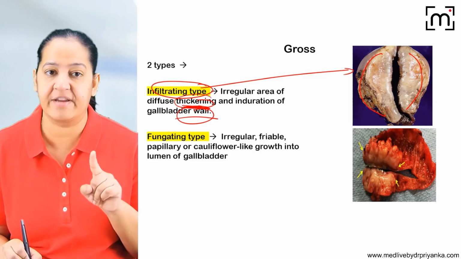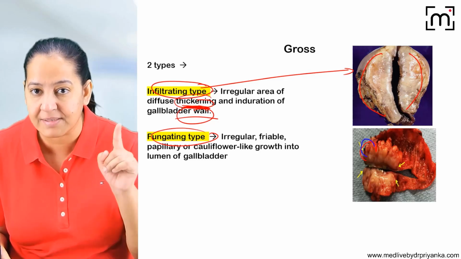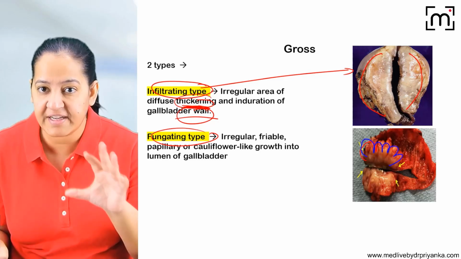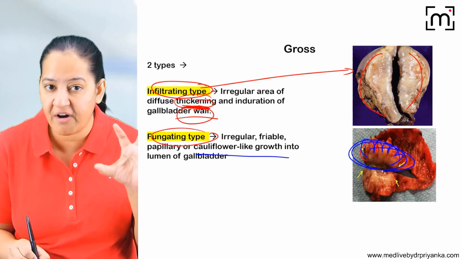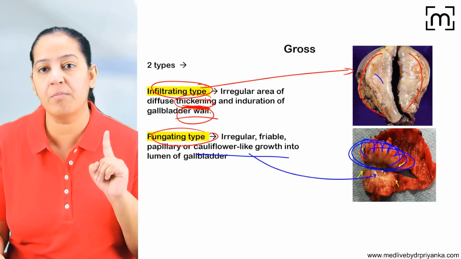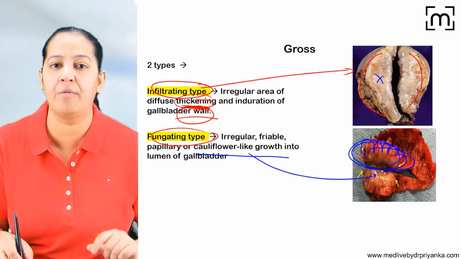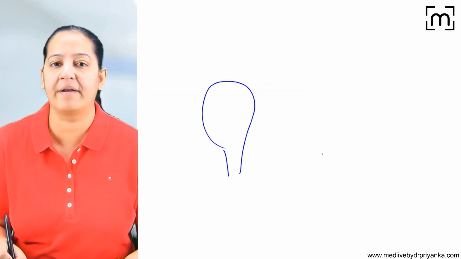That is infiltrating type. But in fungating type, there is a cauliflower-like mass. Can you see this mass? A cauliflower-like fungating irregular friable mass is seen. A cauliflower-like fungating mass which is protruding into the lumen of the gallbladder. Here there is no mass. The entire wall of the gallbladder gets thickened. So this is the gallbladder and this is the gallbladder.